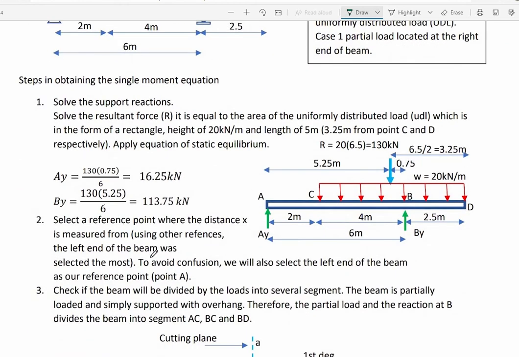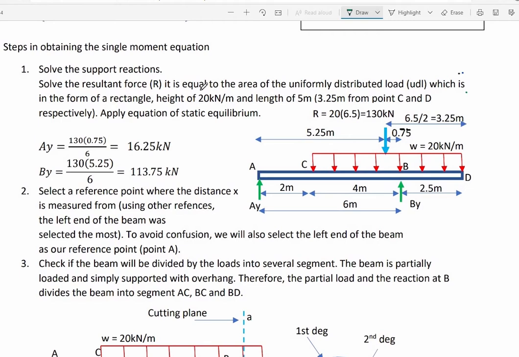The first step is to solve the support reactions. The second step is to select a reference point where we will obtain the single moment equation. The third step is to find the segment which is farthest from our selected reference point. And the fourth step is to pass a cutting plane at the segment which is farthest from the reference point. Using the left part of the cutting plane, we can obtain the single moment equation. Finally, we can draw the bending moment diagram of the beam.